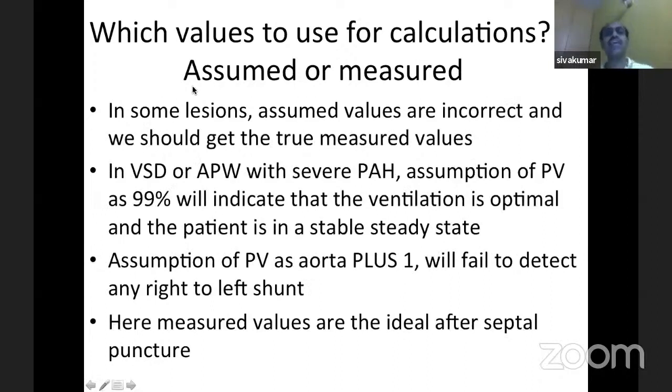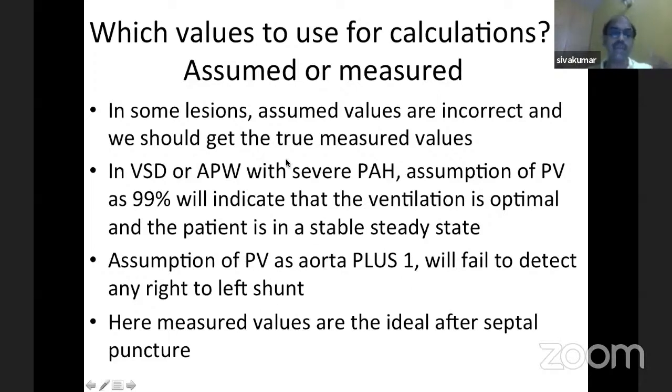When will you not take the assumed value and when will you go for the measured value? In some of the lesions, assumed values are incorrect and we should try to get measured values. In VSD or AP window with severe pulmonary hypertension, if you assume the PV as 99, this will indicate that the patient is having optimal ventilation and is in a reasonably steady state. But whenever the aortic saturation is 94, you cannot just take 94 plus 1 as 95 and take that as the PV, because there may be a right to left shunt.